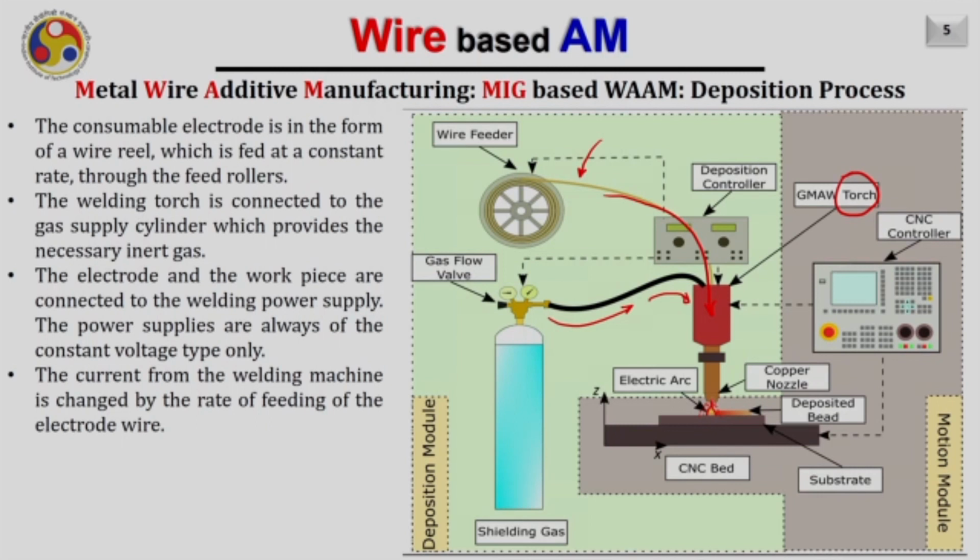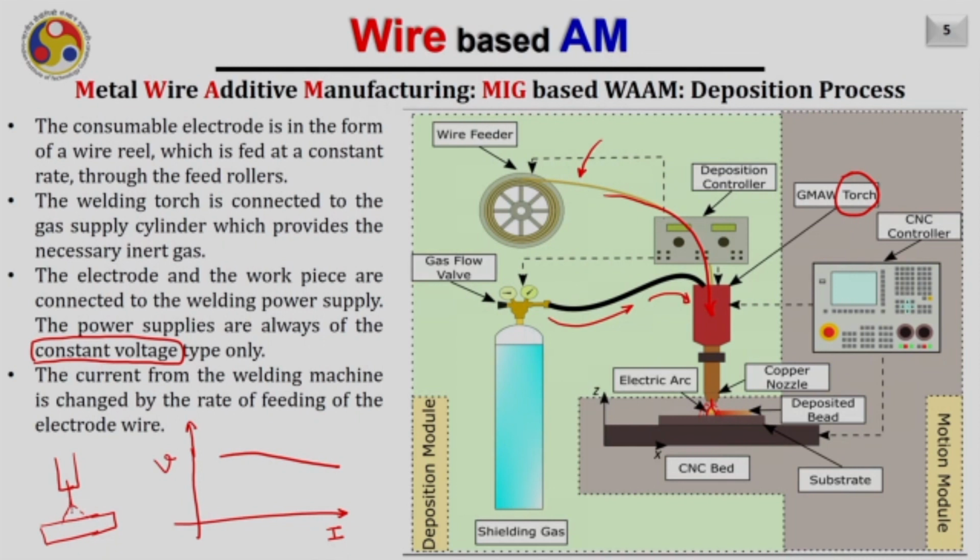The electrode and workpiece are connected to the welding power supply, and the power supplies are always, in this case, of constant voltage type. Let me discuss a little bit about this first. So, a constant voltage type means this is the typical characteristic of the power source for MIG welding. If this is voltage and this is current, it is more like a flat curve. Why this? Because in the MIG welding, we use a consumable electrode, right? And if we use a consumable electrode and it is creating arc.